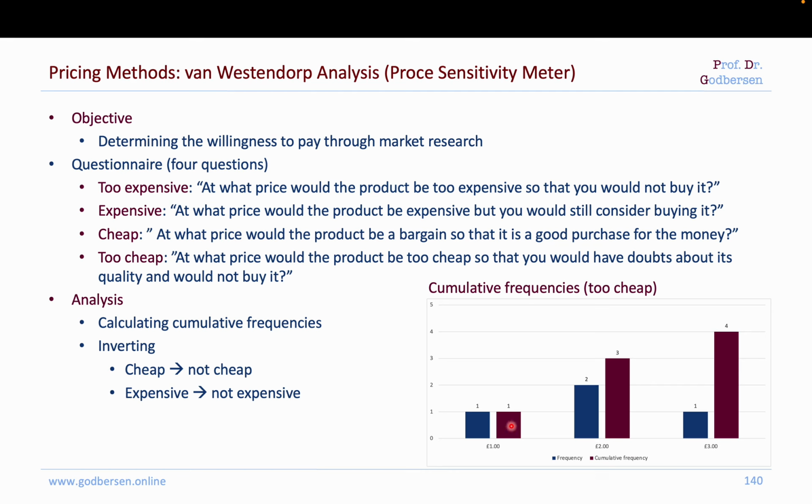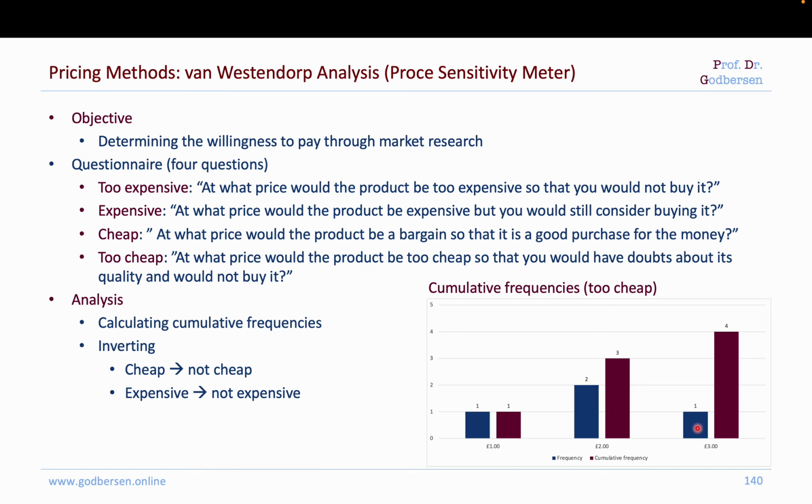The maroon columns are the cumulative frequencies. So at £1, this is one person. Now with £2, the cumulative frequency is 3: we have 2 plus the 1 before. Look at this: if £2 is too cheap for these two people, then for the £1 person, £2 would also be too cheap, as it is more than 1. So the cumulative frequency, adding all up, is 3.